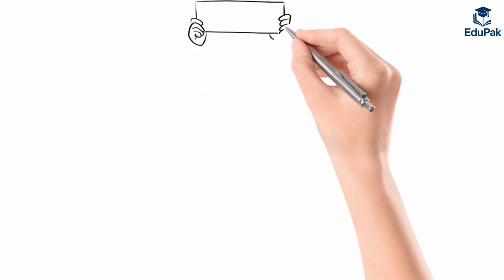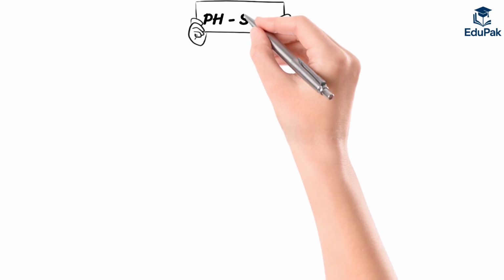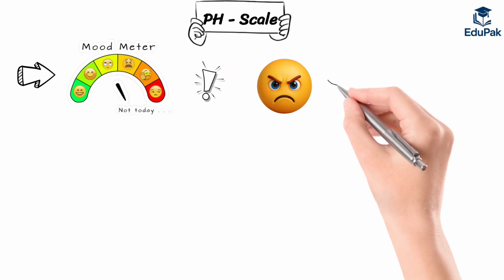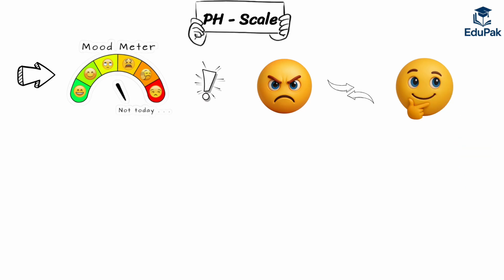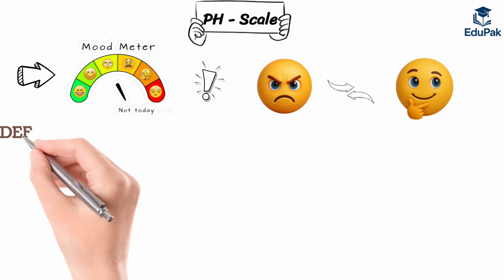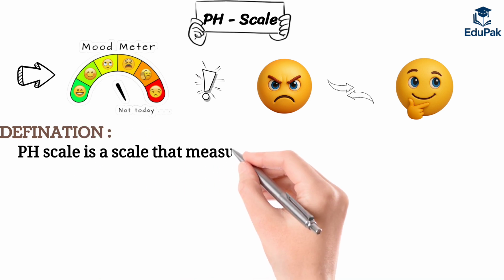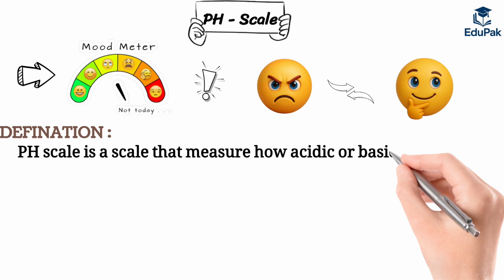And if you really want to know how angry or calm a substance is, say hello to the pH scale. The pH scale is basically the mood meter of any solution. It tells us whether the solution is feeling angry and acidic, relaxed and basic, or neutral, just like a person who refuses to argue with anyone. So, the definition is, the pH scale is a scale that measures how acidic or how basic a solution is.